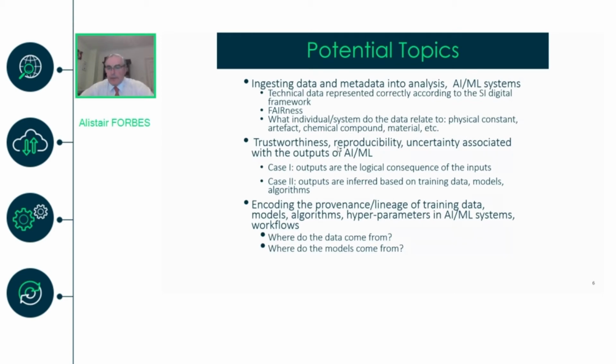A second topic is how we assure and assess the trustworthiness of the outputs of analysis systems. A fundamental aim of metrology is to ensure that measurement data used in analysis is trustworthy. But we're also concerned with the trustworthiness of the outputs, not just the input data. And this presents a particular challenge when the outputs depend on training data, models, algorithms and software. So a related topic is how can we encode the provenance of models and algorithms and software in workflows. We may be able to specify the provenance of the data, but how do we specify or encode the provenance of the model, algorithm, and software underlying the analysis?